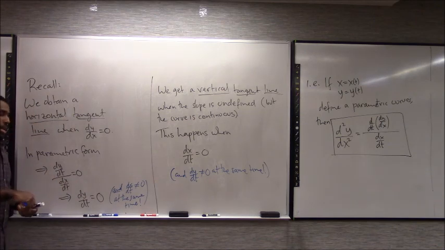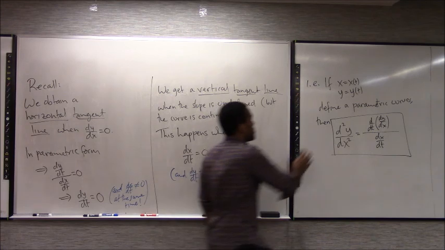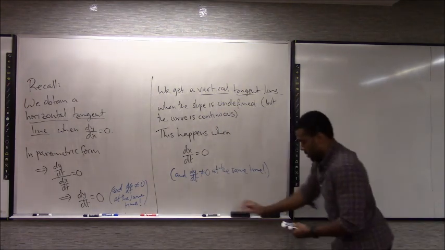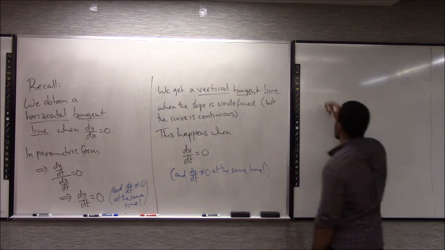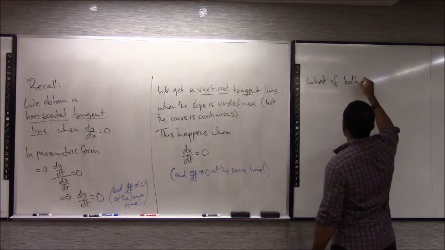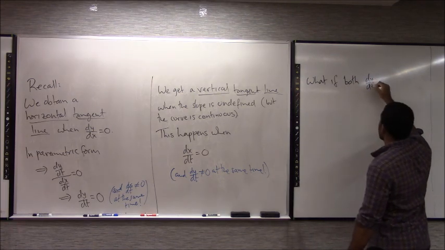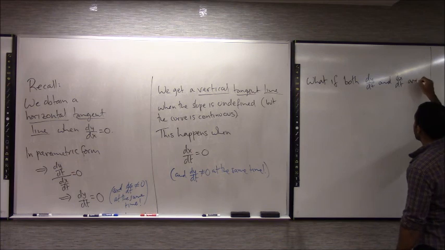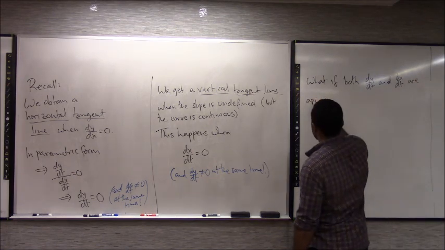Now, you might be asking, what if they're both 0 at the same time? What if both dy dt and dx dt are approaching 0 as we approach a point?